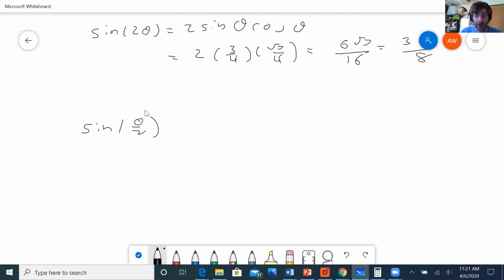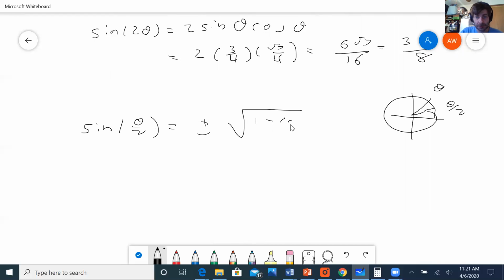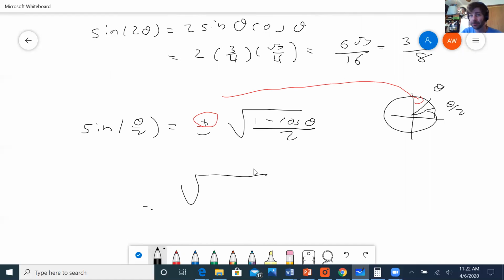Again, what we're going to notice is, remember, because theta is over here and theta over 2 is over here. So when I say this equals plus or minus, I know to take the plus because I'm over there. So same thing with cosine. So there is a plus or minus in these formulas, but you can tell based on that quadrant which one we should use. So this is going to be root 1 minus cos theta over 2.